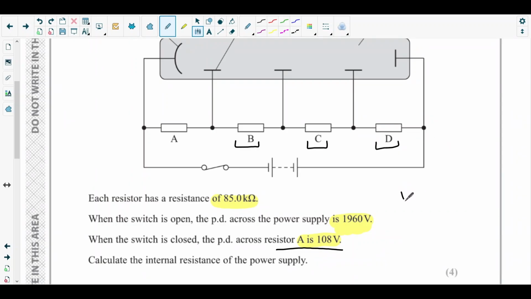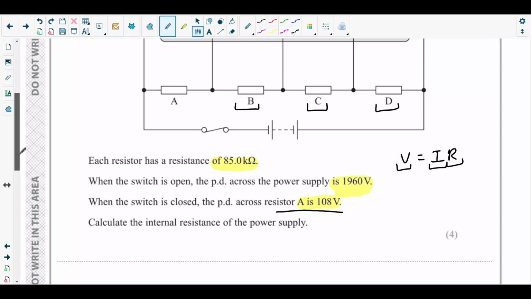Because we know that V equals IR. Here R is constant, current is also constant, so V is basically constant. So 108 times how many resistors? 4 resistors. So the total PD we got here is 432. This is the total PD, basically the effective PD. And therefore we have to figure out the lost PD.